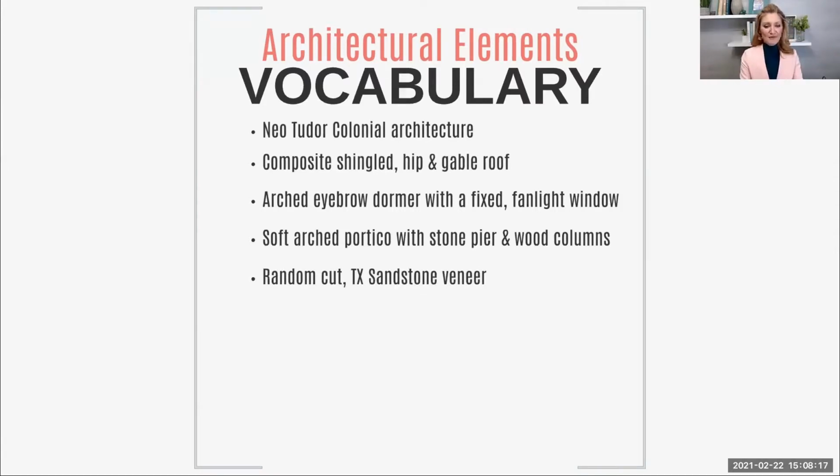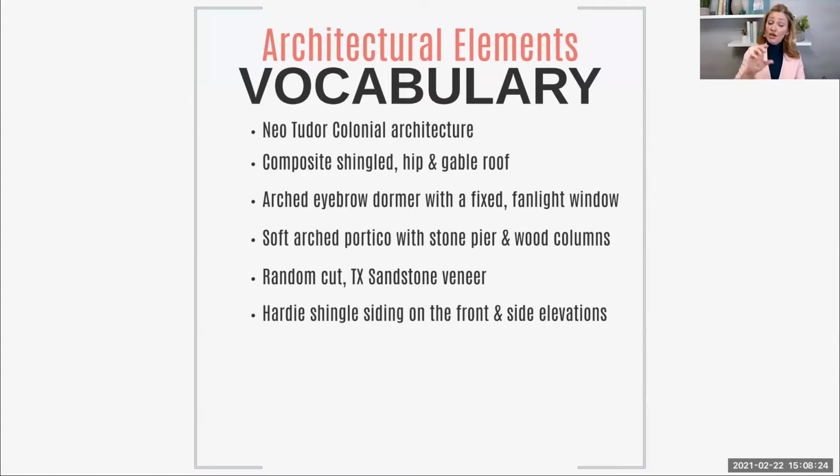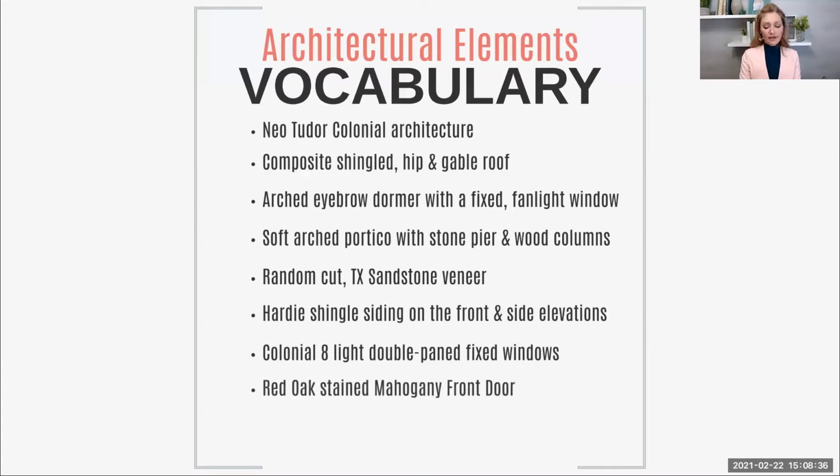We have two kinds of stone in Texas. We'll briefly talk about that. It's got hardy shingle siding on the front and side elevations, not hardy lap, but hardy shingle. It has a colonial 8-light double paned fixed windows. You can tell a lot by the style of windows. Windows and doors tell you a lot about the style of architecture. There's a red oak stained mahogany front door with full length side lights and transoms.